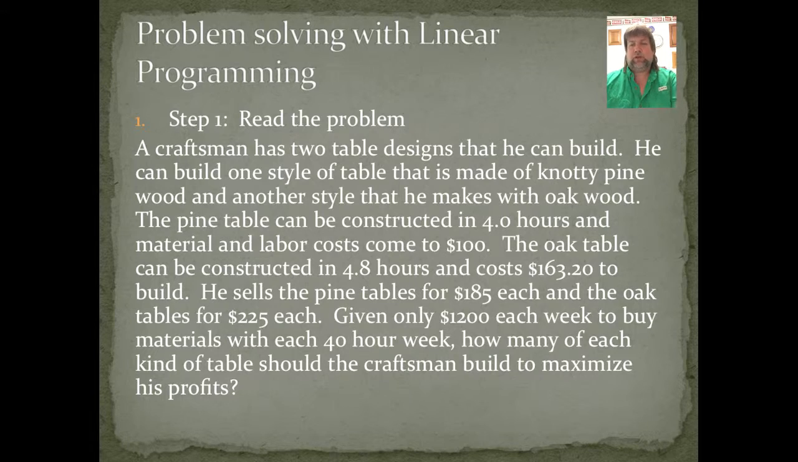For example, a craftsman has 2 table designs that he can build. He can build one style of table that's made of knotty pine wood and another style that he makes of oak wood. The pine table can be constructed in 4 hours, and the labor and material costs come to $100. The oak table can be constructed in 4.8 hours, and the labor and material costs come to $163.20. He sells the pine tables for $185 each. The oak tables are $225 each. He's only given $1,200 each week to buy materials, and he only has 40 hours each week that he works. So how many kinds of tables should the craftsman build to maximize his profits?